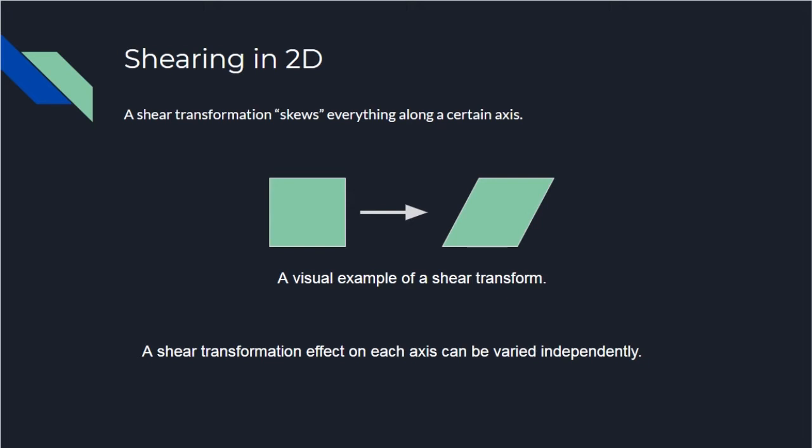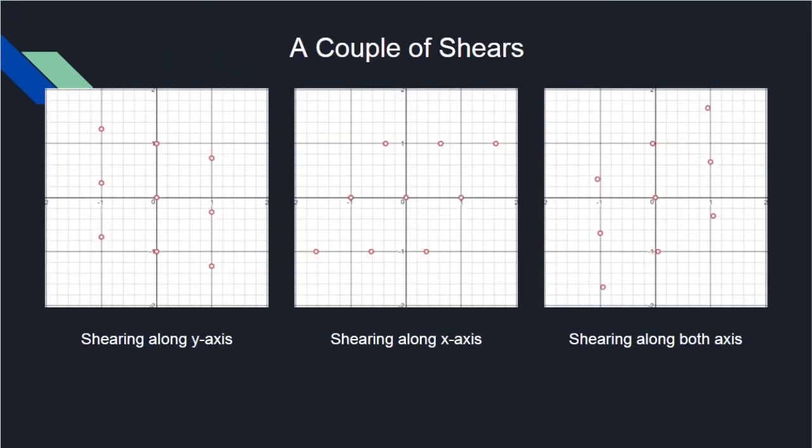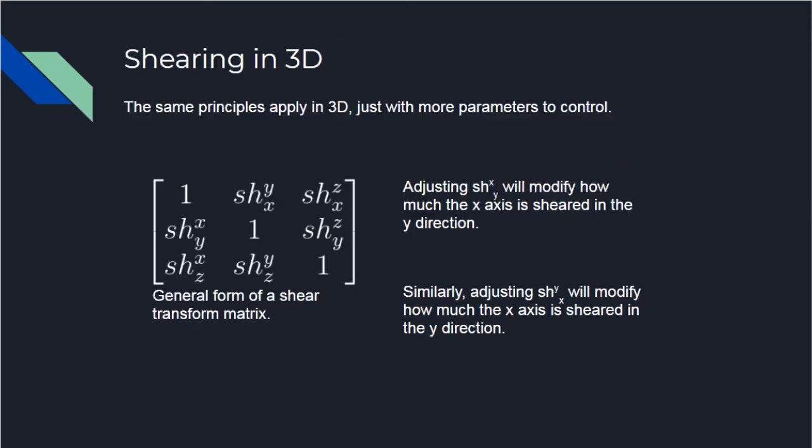A cool property of a shear is that its effect can be varied independently for each axis. Here are some animations to better illustrate what happens as the shear is adjusted for each axis in a 2D environment. Now that we've seen what a shear looks like in 2D, let's look a bit at a shear in 3D. The same principles apply here, there are just more parameters to control.